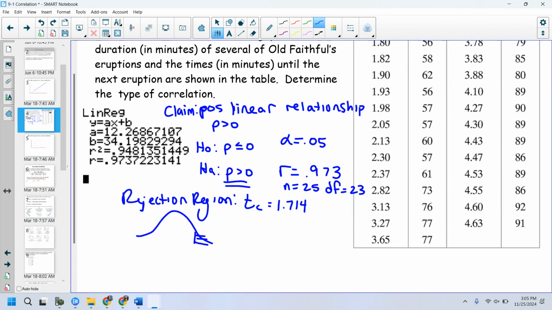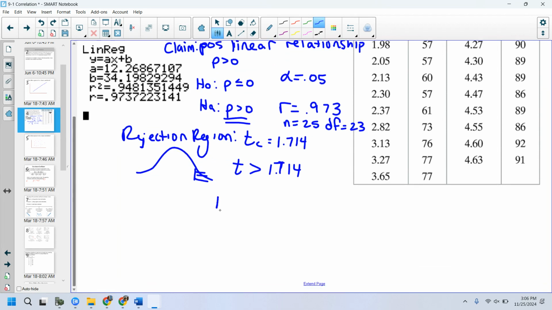1.714. So that means my rejection region is that if t comes out to be, because this is a right tail, greater than 1.714, then I can reject my null, therefore accepting my alternative. Right? Okay, so let's see what our t-score actually comes out to be.